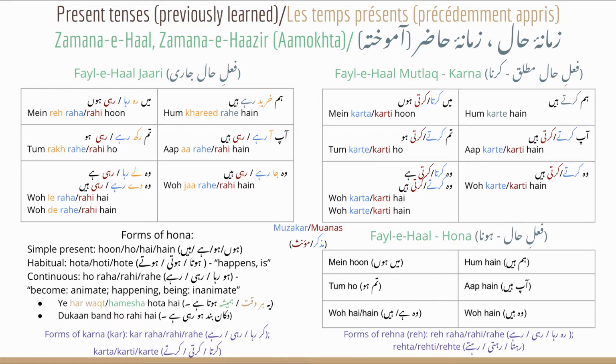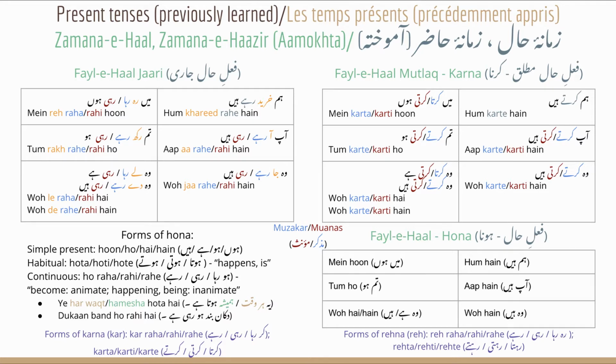And just a reminder, the forms of रहना are रह रहा, रही, and रहे, and रहता, रहती, and रहते. Forms of करना are कर रहा, कर रही, कर रहे, and करता, करती, करते. Forms of होना, simple present that we just went over, हूँ, हो, है, हैं. Habitual होता, होती, होते, which means happens or is, habitually happens, or habitually is.